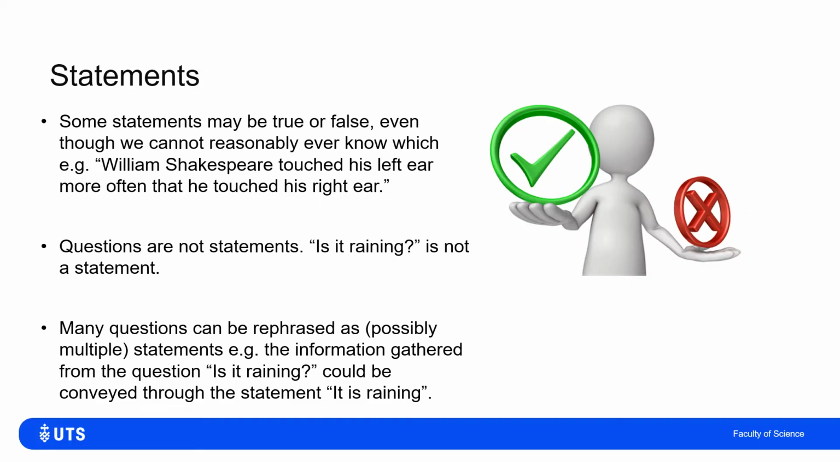Now, you can then start to rephrase statements that could be gathered from asking, is it raining? So if I want to know, is it raining? I could say, it is raining, and then ask somebody to assess whether that statement is true or false. Because if I say, it is raining, and somebody says, yes, that's true, I know that the answer to, is it raining, is yes. Or the other way around. I say, it is raining. Somebody looks out the window and says, that is false. Then I would know the answer to, is it raining, is no, it's not.